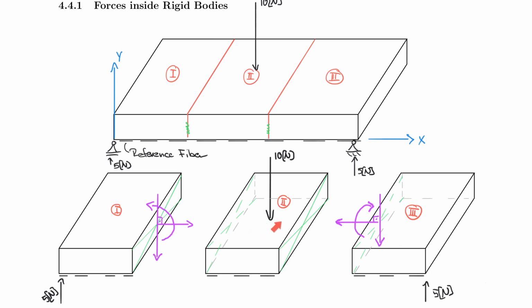So now we have to put element 2 in equilibrium, because while this is not falling down or rotating, and this one is not falling down or rotating, this one can technically still fall down with 10 newtons. So we have to balance this.